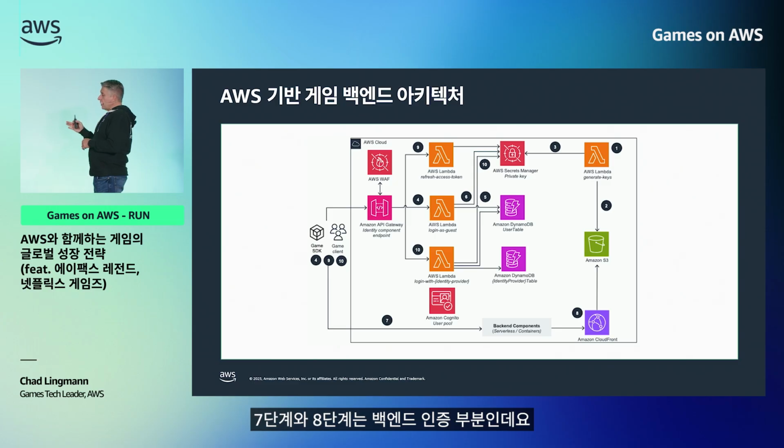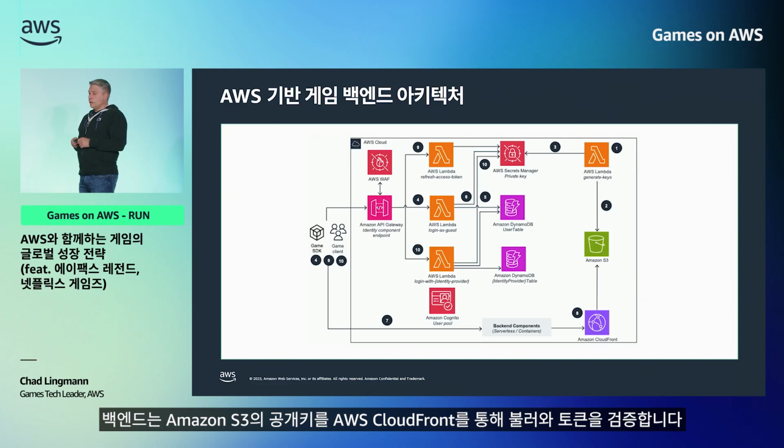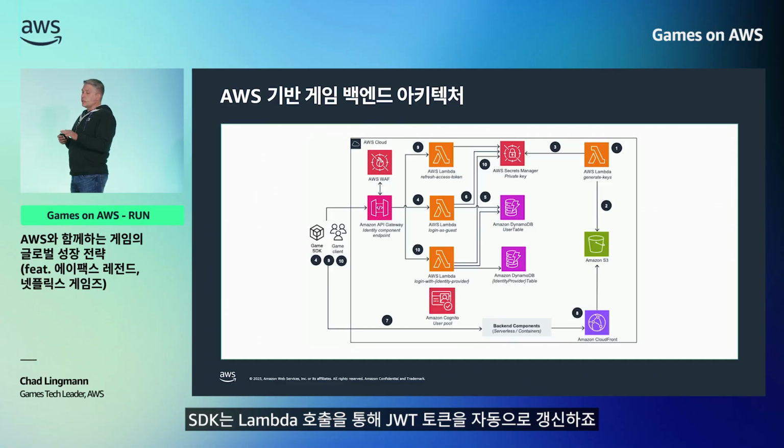Now, steps 7 through 8, the backend authentication portion. The game client uses the SDK to make authenticated calls with the JWT token. Then the backend validates the tokens using the public keys from S3 via CloudFront. That brings us to the token management step, which is step 9. The SDK will automatically refresh the JWT tokens through the refresh access tokens Lambda call.